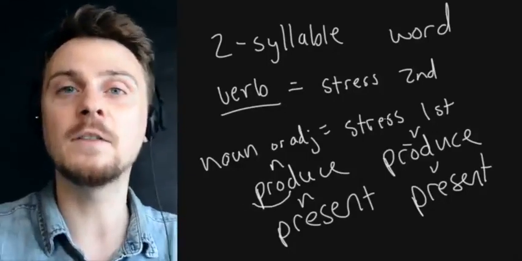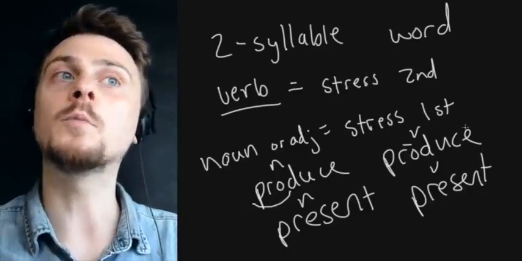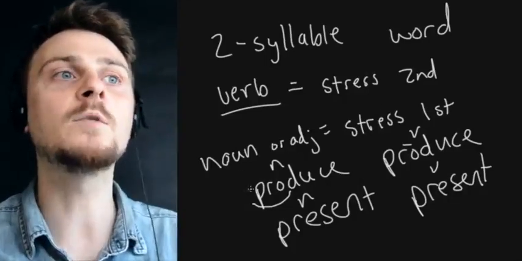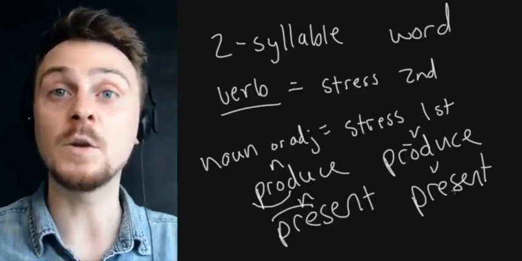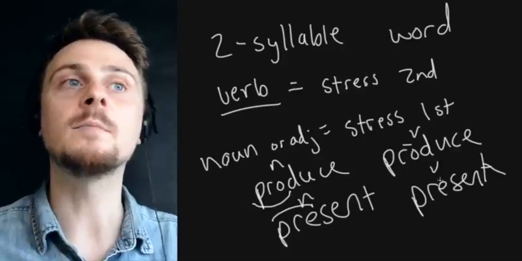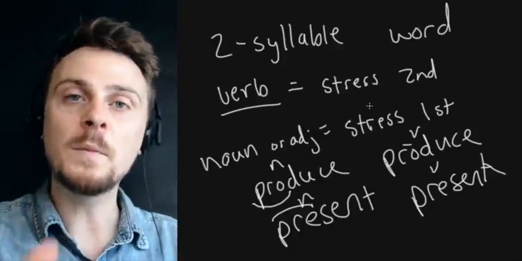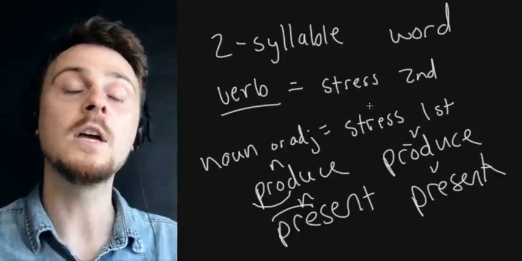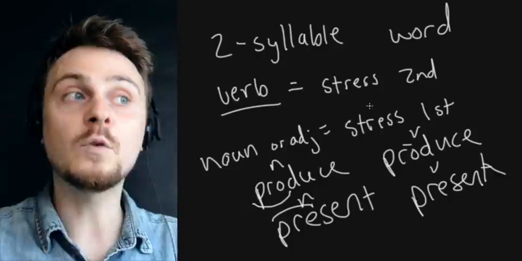And so we can kind of say that the pronunciation is different because it sounds different. So produce, produce. And these have two different meanings as well. The next one, present, present. So just remember that when you come across words like this, if you know it's a verb or a noun, you might be able to guess the pronunciation, or in this case, the stress of the word.